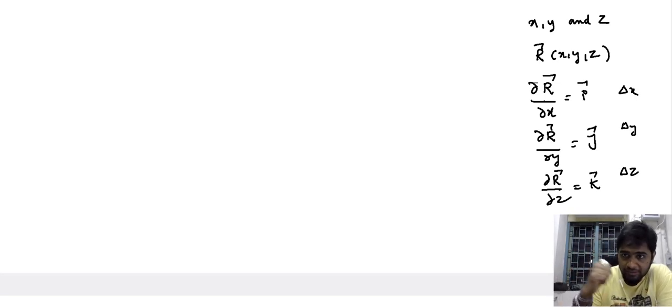Now one critical advantage of this mode of describing the basis is that it allows us to build basis unit vectors for any coordinate system.